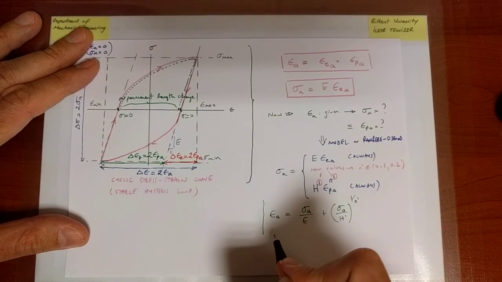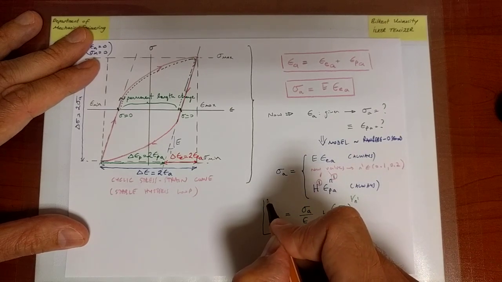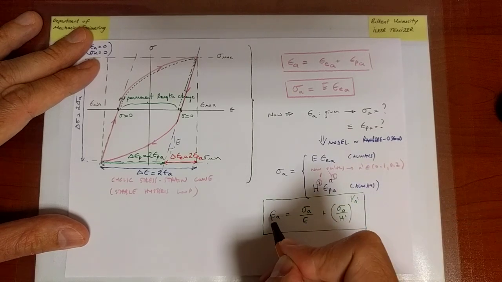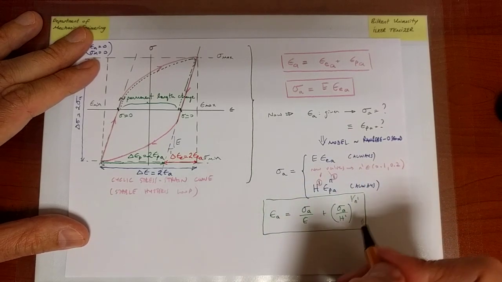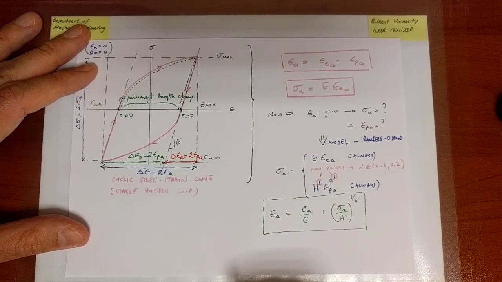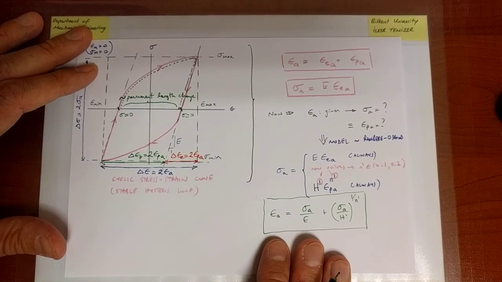So now we have an indirect relation or a reverse relation, because usually given the strain, I'd like to calculate the stress. So this naturally works in the other way. Given the stress, I can calculate the strain amplitude. But in any case, we do have a relation, and that was our goal.